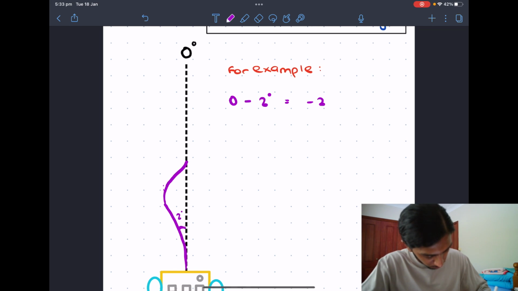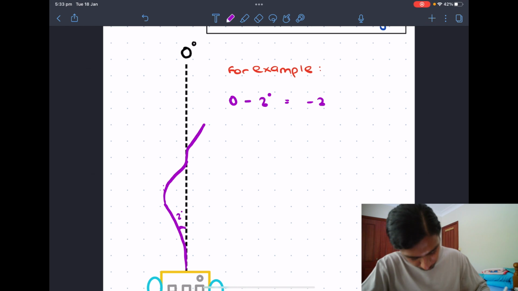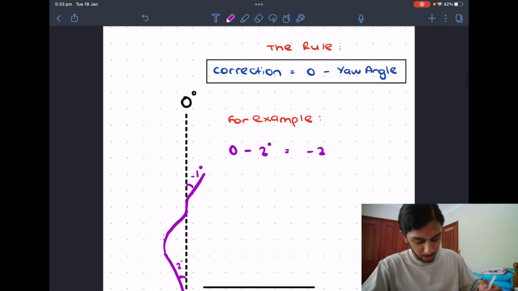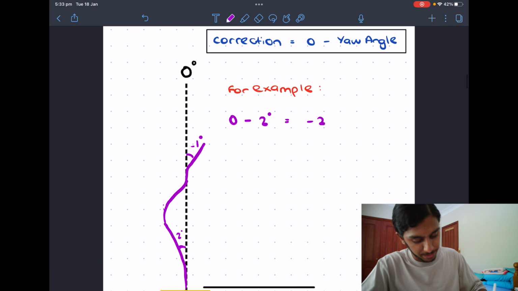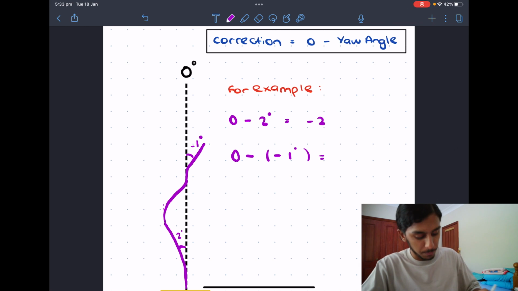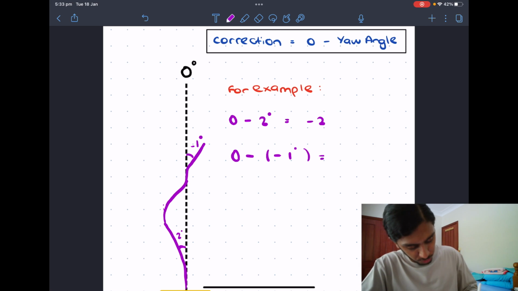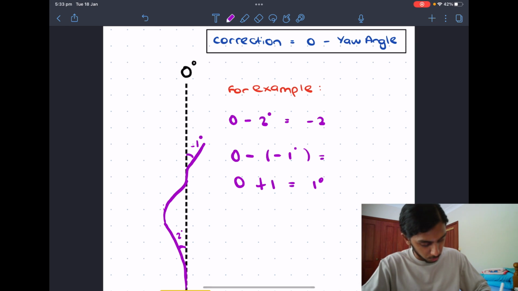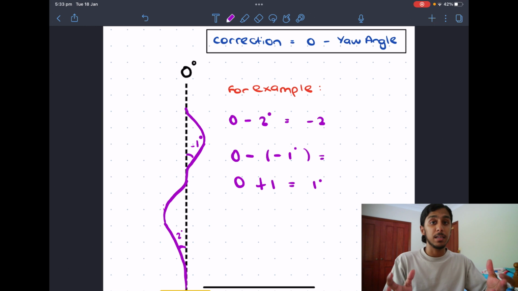So let's say it's going fine, and then we'll veer this way. If this was 2 degrees, let's say this is maybe negative 1 degree. The rule still applies, right? The correction equals 0 minus the yaw angle, which is 0 minus negative 1. That equals 0 minus minus 1. These two negatives make a positive, which is 0 plus 1, which equals 1 degree. So it veered off negative 1 degree. It's then going to go back by 1 degree over here. This is the basic idea of the gyro straight.